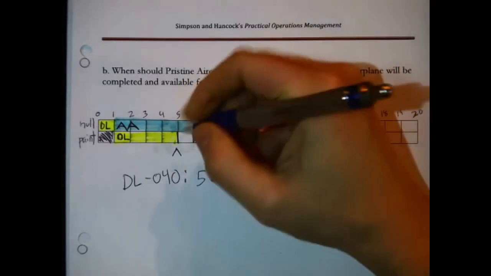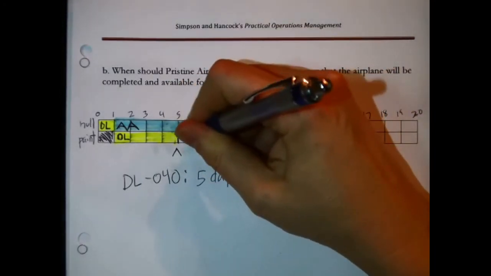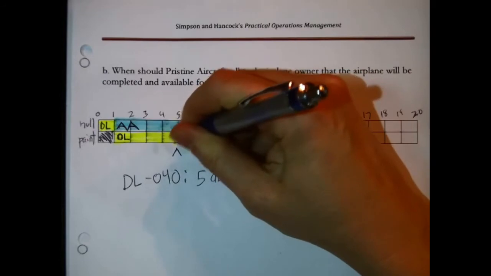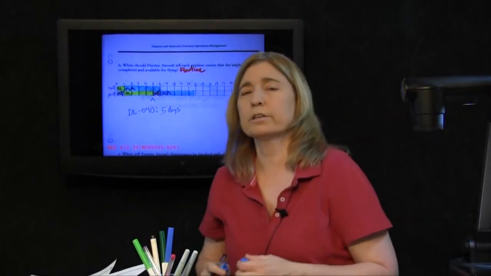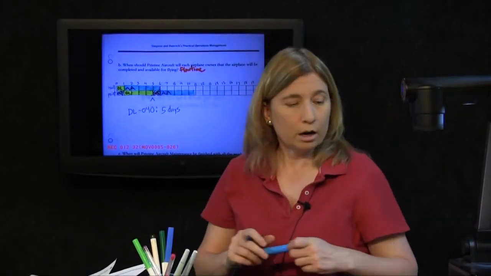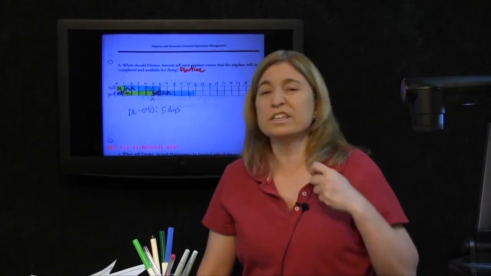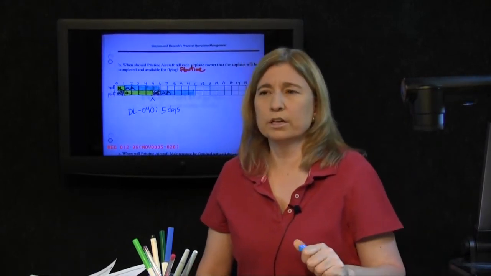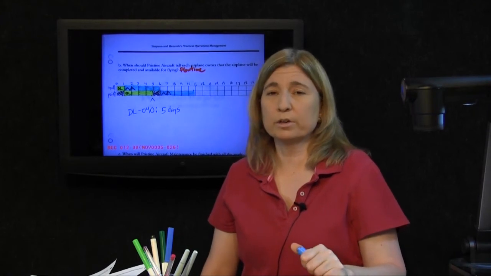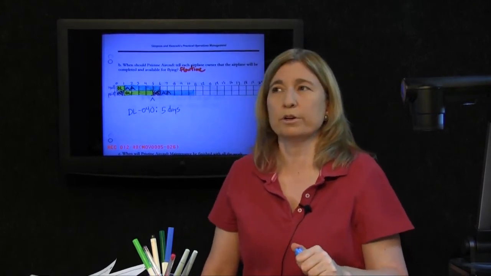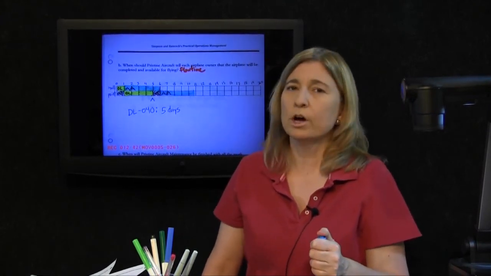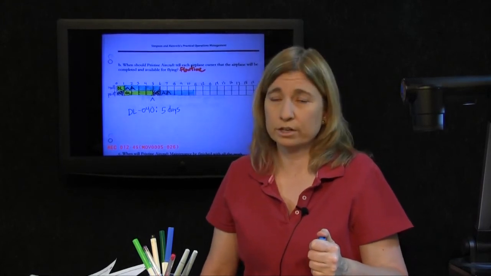That means this awkward little gap in here is just exactly that. It's an awkward little gap. It is what we call forced idle time at the paint shop. It represents the 6th day of this schedule in which the paint shop is idle because it's finished up on the first aircraft, but it's still waiting for hull inspection to finish up with the next aircraft.